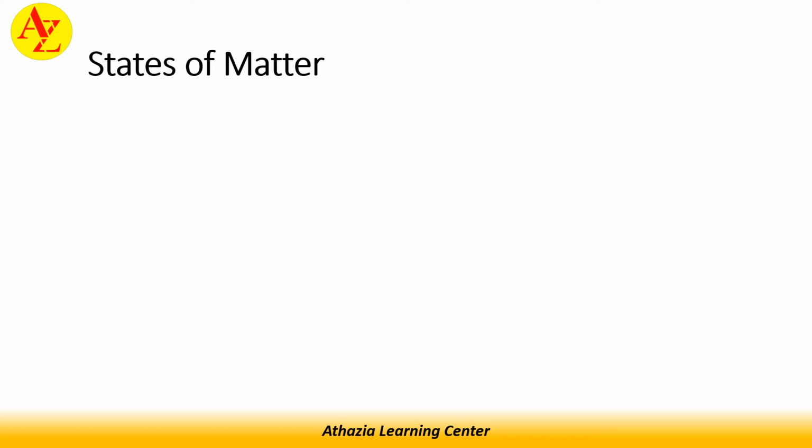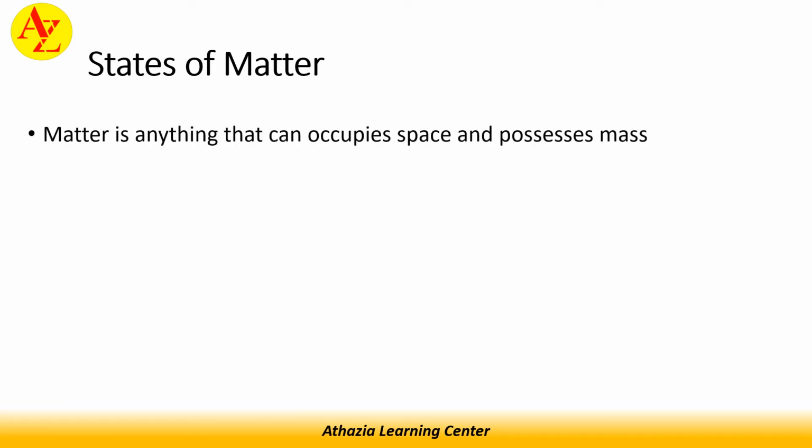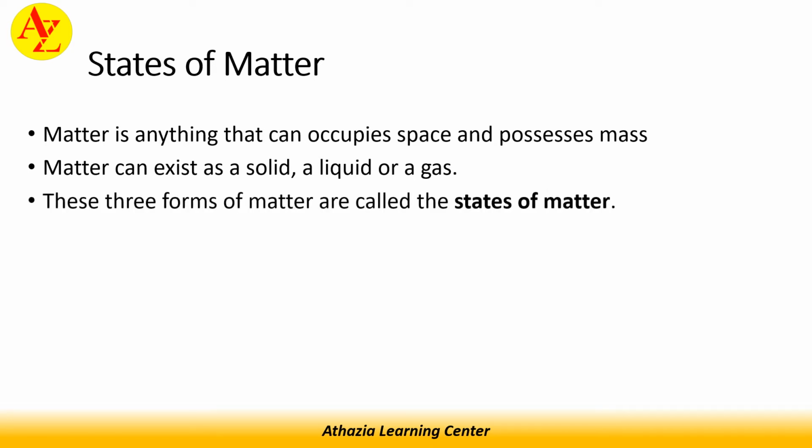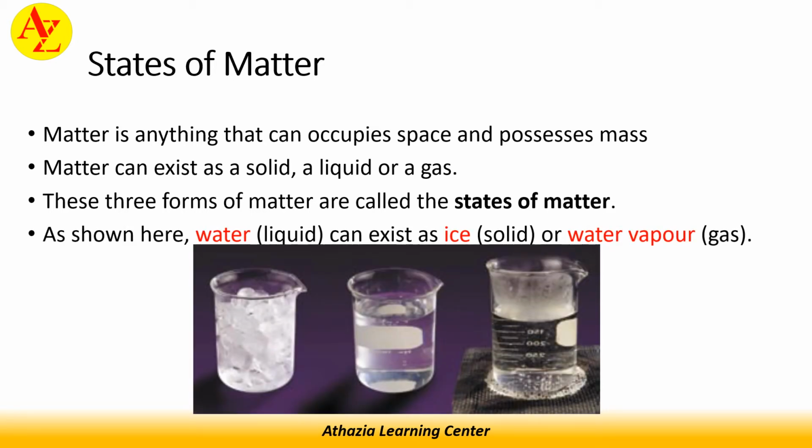The definition of matter is anything that can occupy space and possesses mass. Matter can exist as a solid, liquid, or a gas. These three forms of matter are well known as the states of matter. As shown here, water, as we know, exists in the form of liquid, but it can also exist as ice, or solid form, or water vapor, or gas.